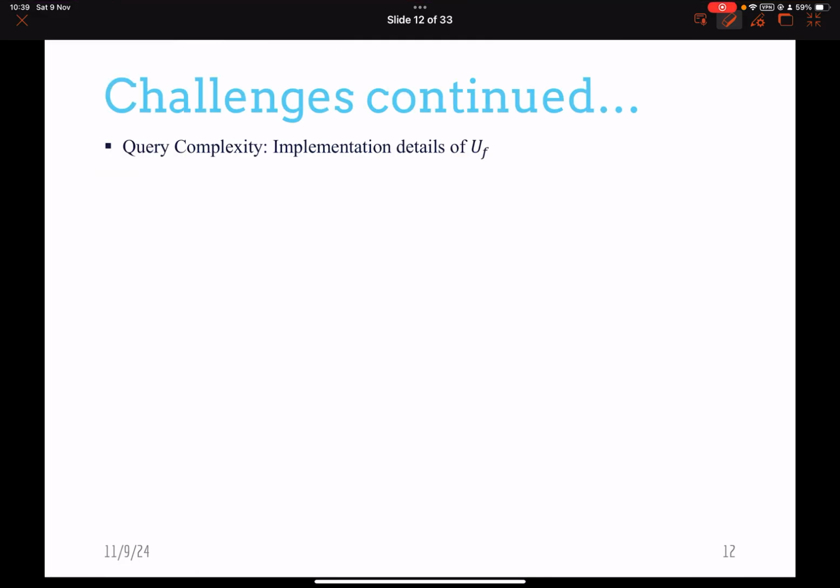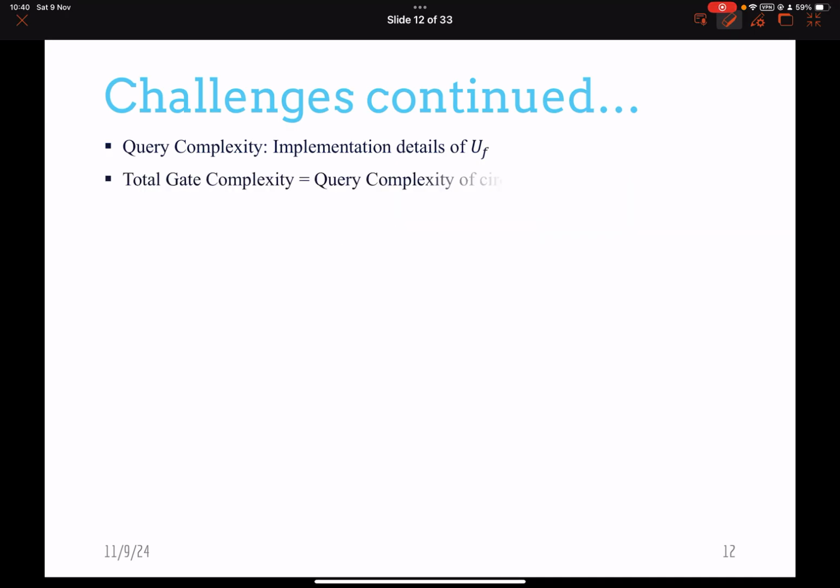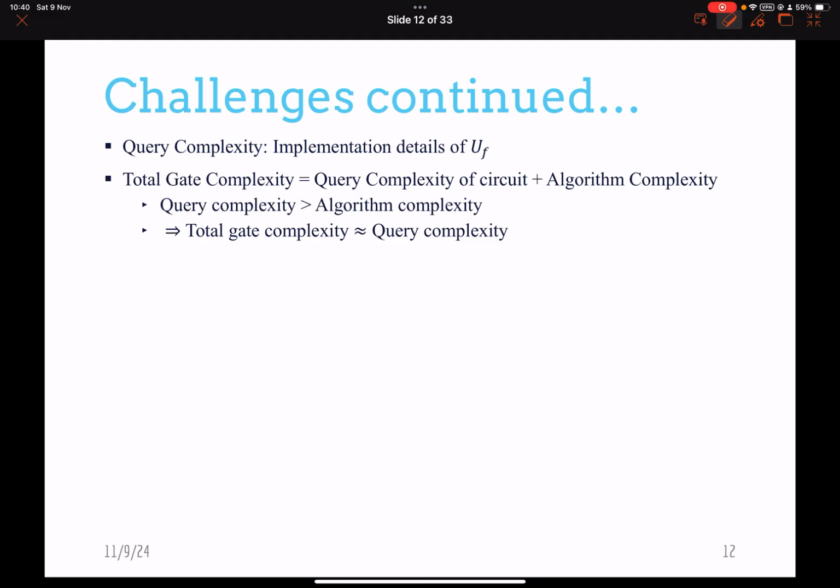So some other challenges are quantum query complexity. If you recall, we had U_f, that is a quantum implementation of a classical function f. Query complexity is the number of gates or the complexity required for implementing the quantum function U_f. The total gate complexity is defined as the quantum query complexity of the circuit plus the algorithmic complexity. So the total gate complexity is approximately equal to query complexity. Now the thing to note over here is that the algorithmic complexity should be less than the query complexity.